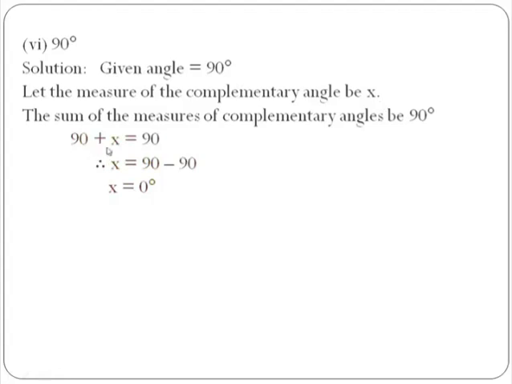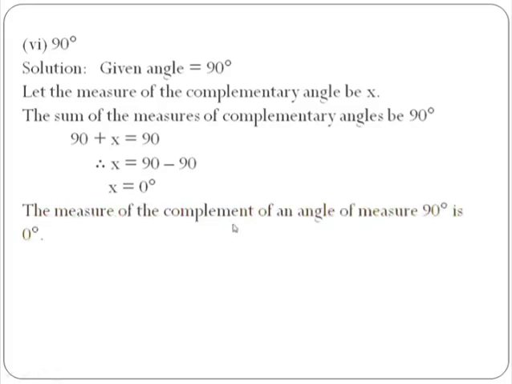Have you got it, children? Now 90 will come to the right hand side. So you will get x is equal to 90 minus 90. Any number subtracted from itself is 0. So we will get the answer: the measure of the complement of an angle of measure 90 degrees is 0 degrees. So children, when you add 0 to the given 90, you will get 90. Hence the complement of the given angle is 0 degrees.